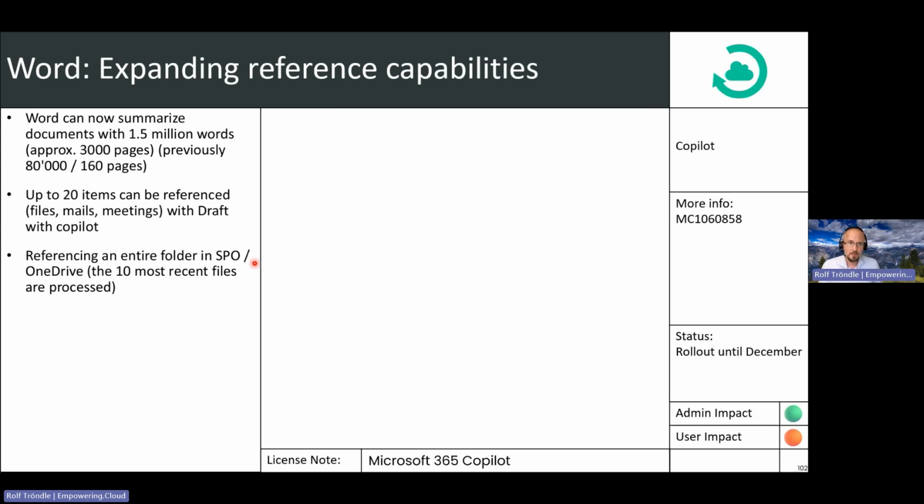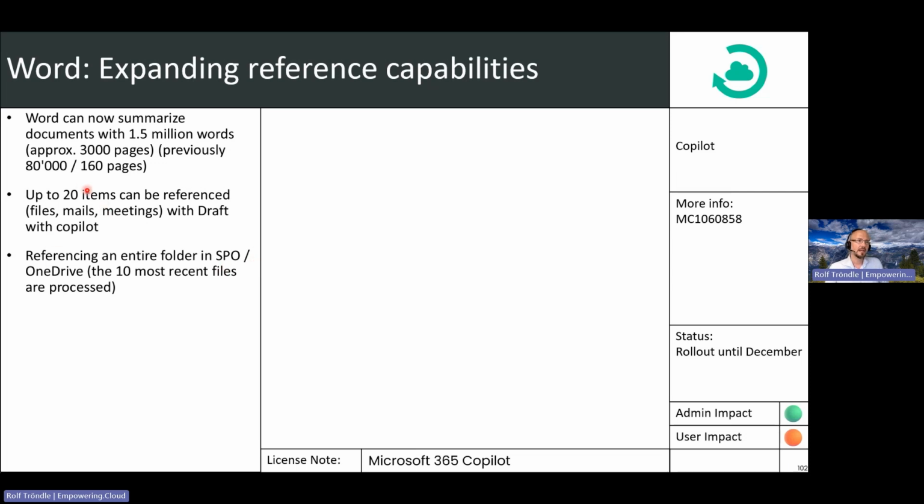Word will be better regarding Copilot. It can now summarize documents with 1.5 million words. That's approximately 3,000 pages. Till now it was 80,000 words with 160 pages. So much bigger Word documents can be summarized.